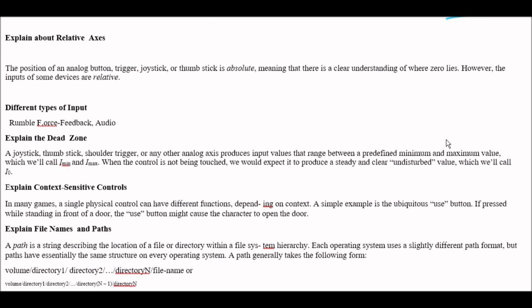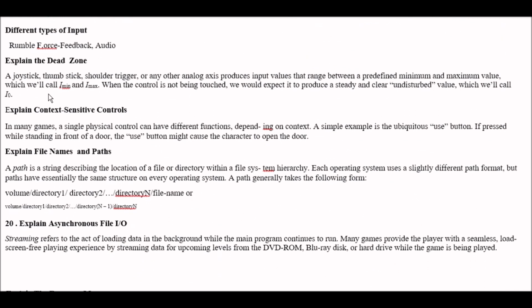Next question. Explain relative axes. Answer: the position of an analog button, trigger, joystick or thumbstick is absolute, meaning that there is a clear understanding of where 0 lies. However, the input of some devices is relative. Next question. Different types of outputs. Answer: rumble, force feedback and audio. They are different types of output.